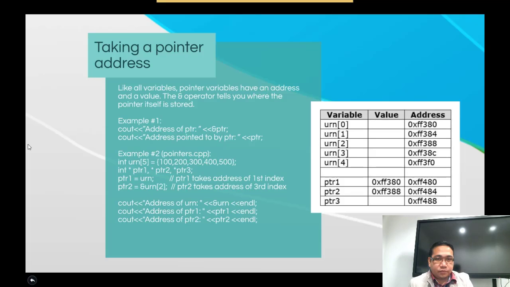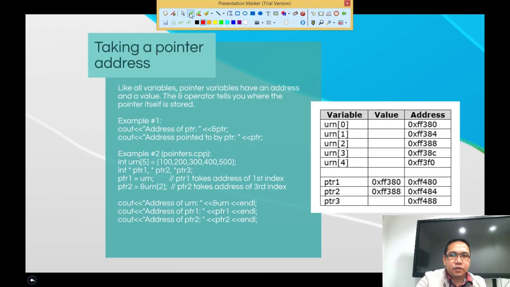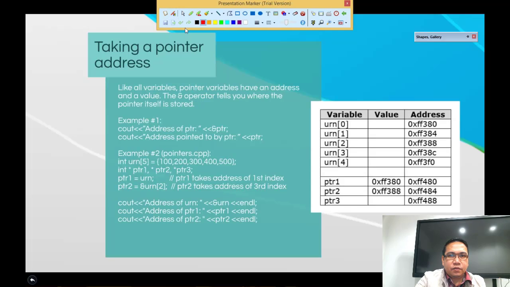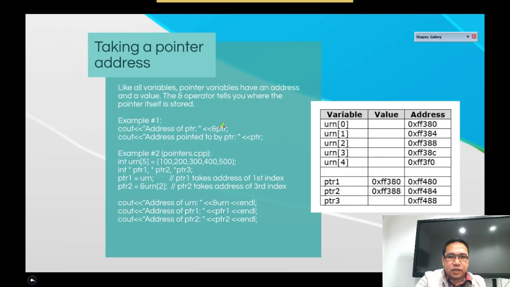First example, cout address of pointer. That is referring to the previous example that we have. So if I say cout address of pointer, we are trying to display the address of the pointer itself.